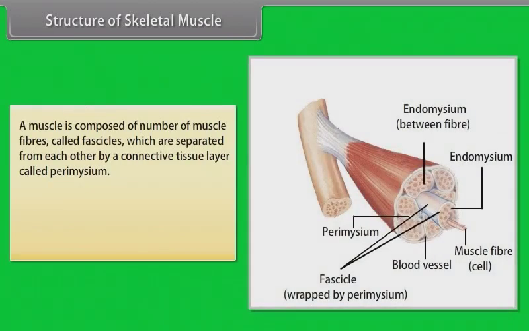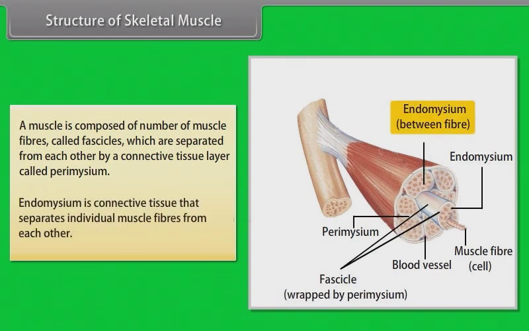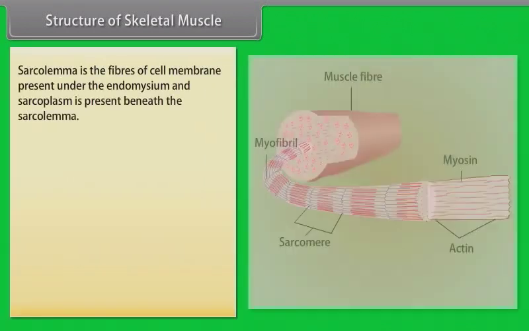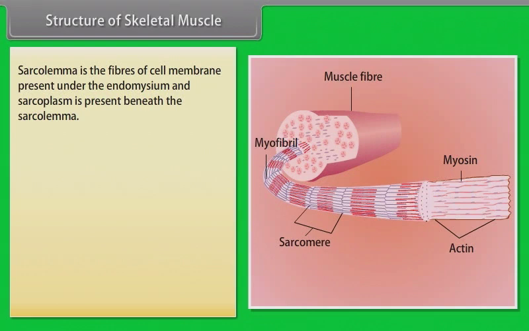Structure of skeletal muscles. A muscle is composed of number of muscle fibers called fascicles which are separated from each other by a connective tissue layer called perimysium. Endomysium is connective tissue that separates individual muscle fibers from each other. Sarcolemma is the fiber cell membrane present under the endomysium and sarcoplasm is present beneath the sarcolemma.